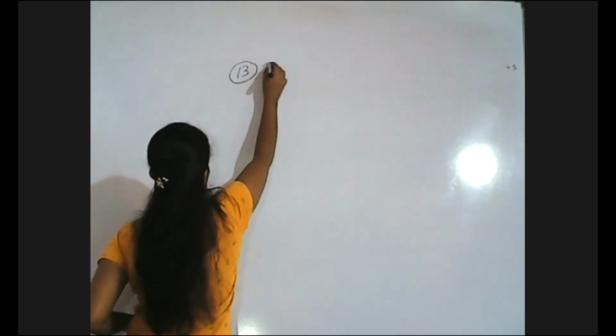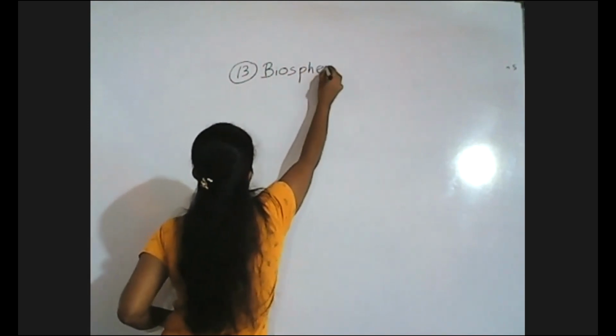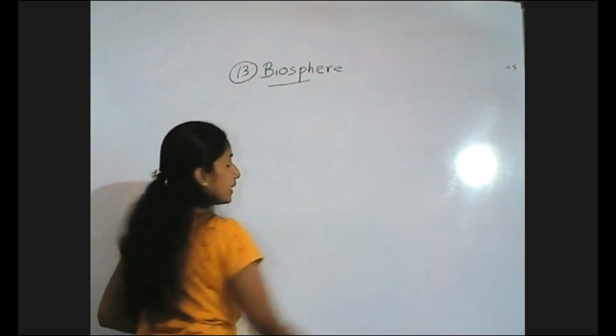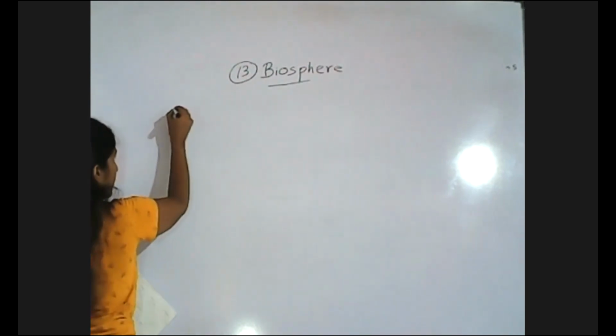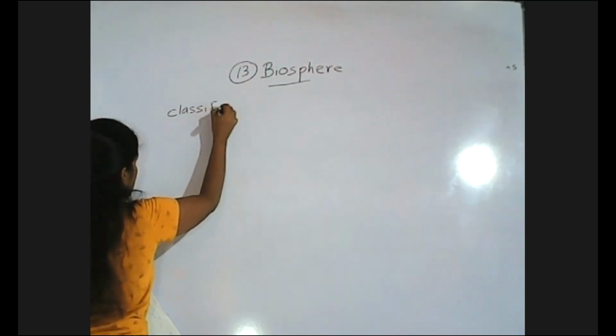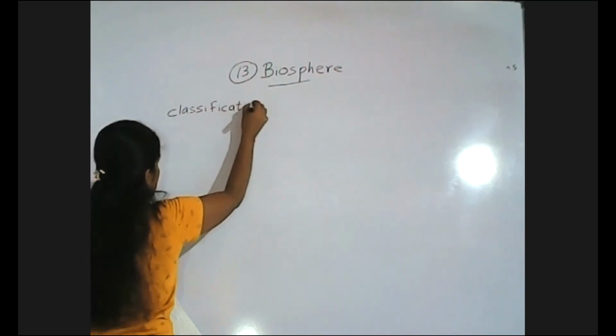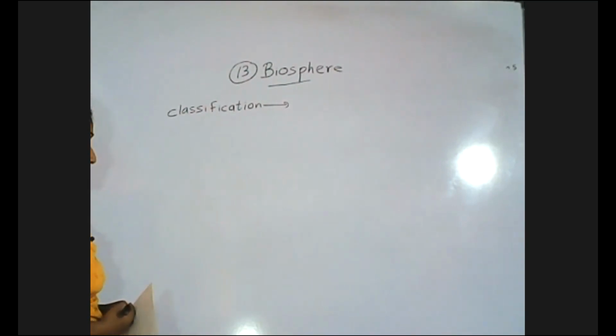Then the next biology lesson is lesson 13 in the part 2 book. That is about the biosphere. There we discuss the classification of organisms.